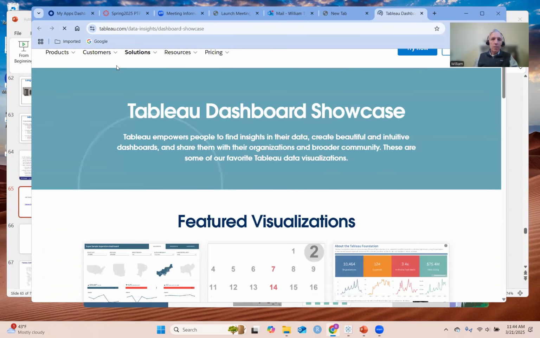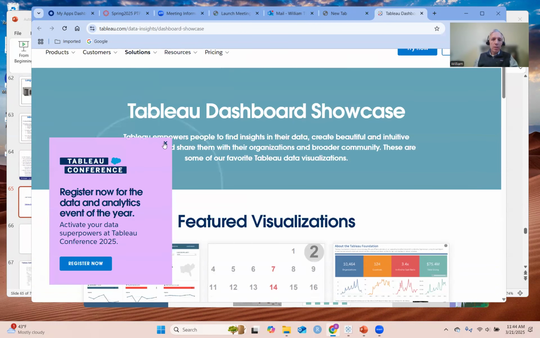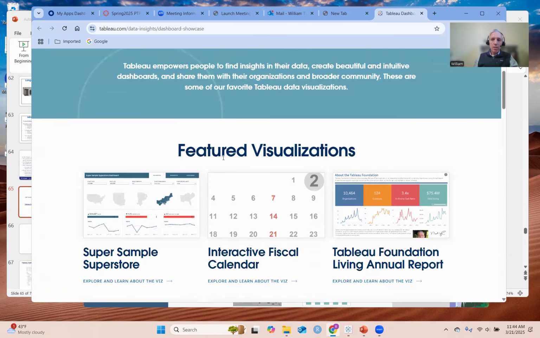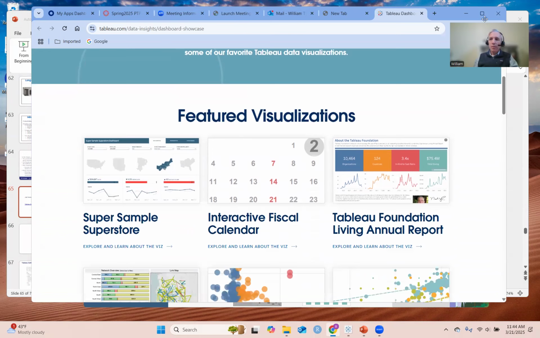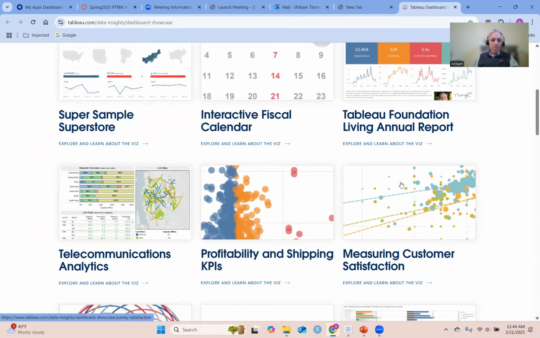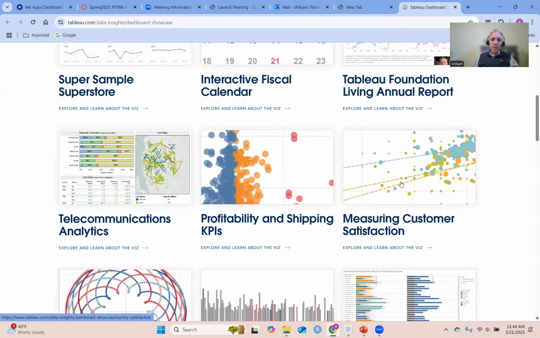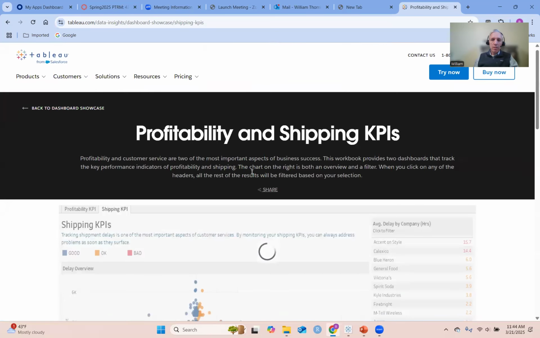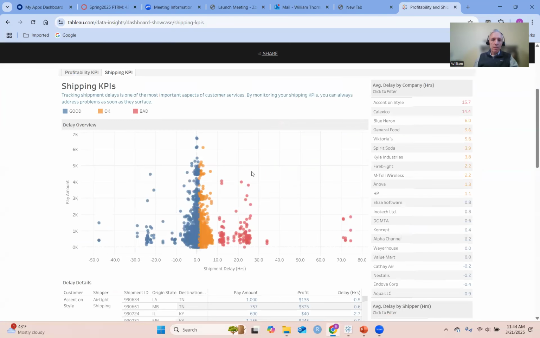Okay, and so you can go to this dashboard showcase, and you can see a lot of these. I just want to bring up a few of these. We'll come back to the Superstore. Every time you come here, these are different. Let's take a look at the profitability and shipping KPIs.